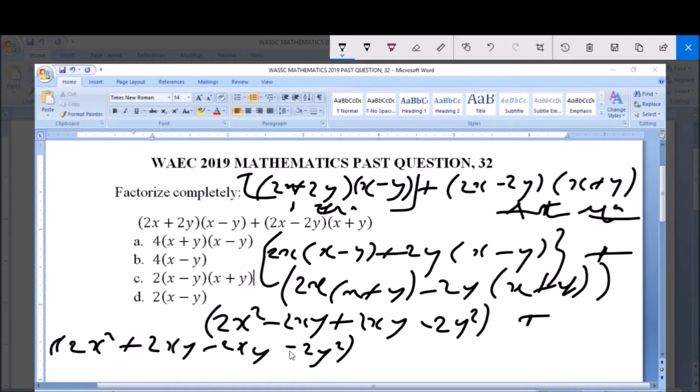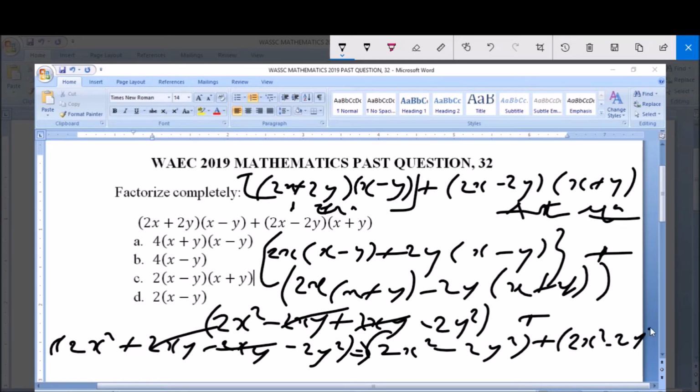Now from what we have here, you know that this xy cancels this and this cancels this, so we are left with 2x squared minus 2y squared, now plus 2x squared minus 2y squared. This is the expression we have, but we still have to simplify.